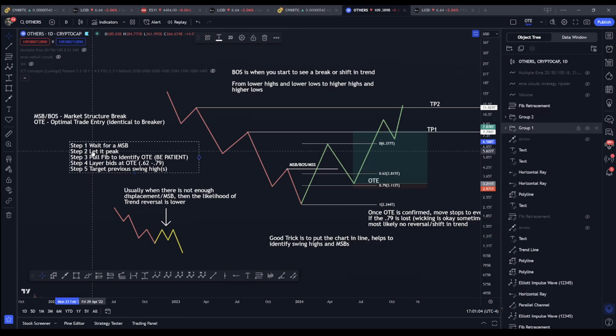So these are the steps that I would look for. First, wait for a break of structure right here, let it peak, pull fib to identify OTE. This part you gotta be really patient. Layer bids at OTE, it's gonna be 0.62, 0.79, and then you're gonna target the previous swing highs right here. So there's only 5 steps, that's all it is. Now let's go over some examples.